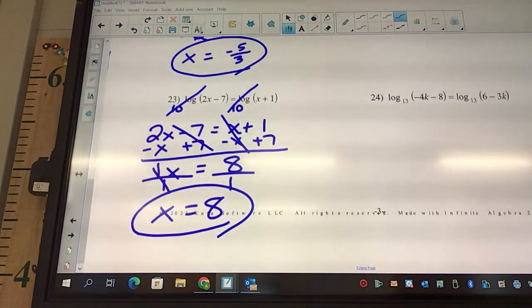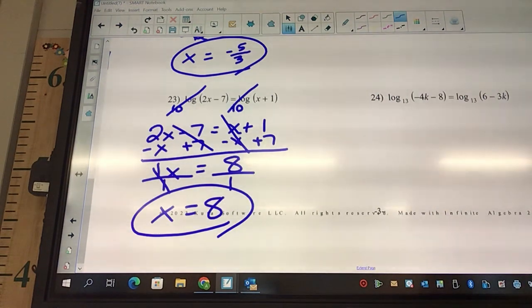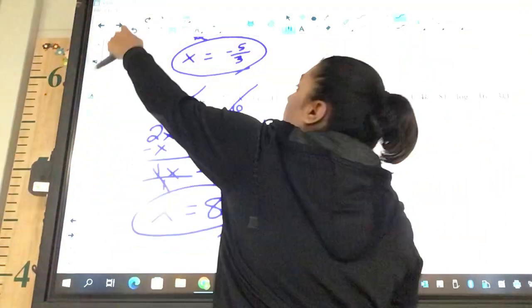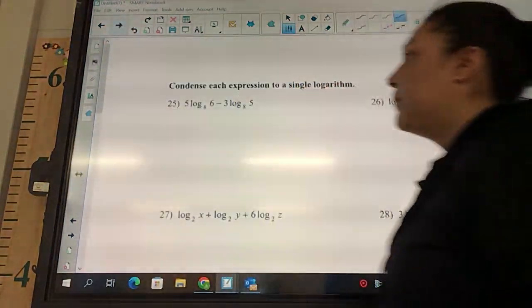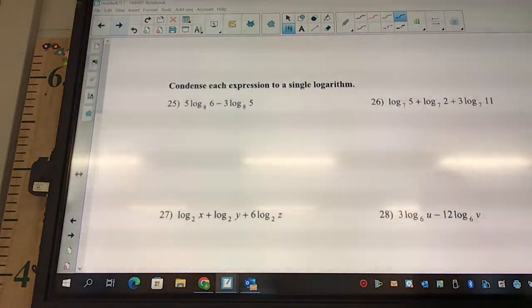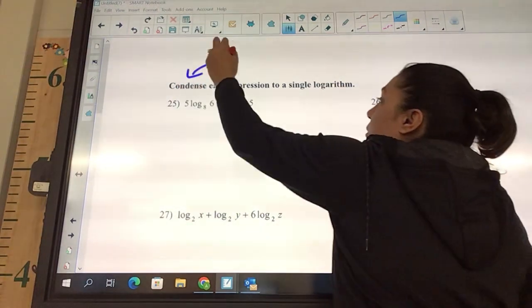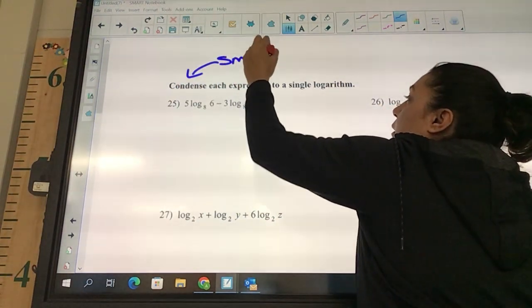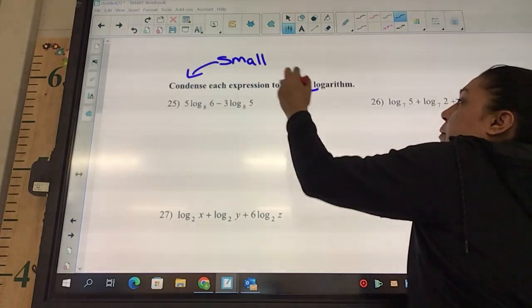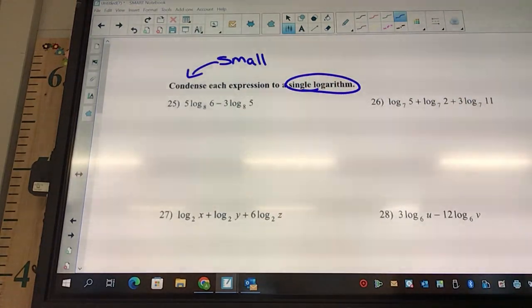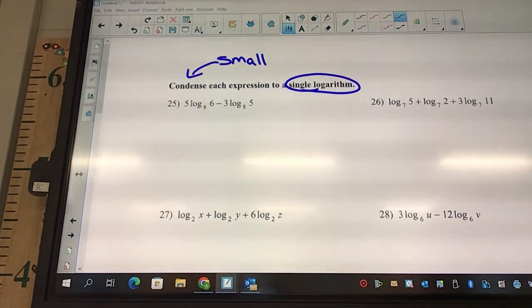Okay, and then the last page, the back page, is about condensing and expanding logs. What does condensing mean? Try to make it smaller. Okay, so we want this to be smaller. More specifically, it wants it to be a single log, meaning one log. You should only have one log word on there. That's it. Okay, and then there are 3 rules. What are they?